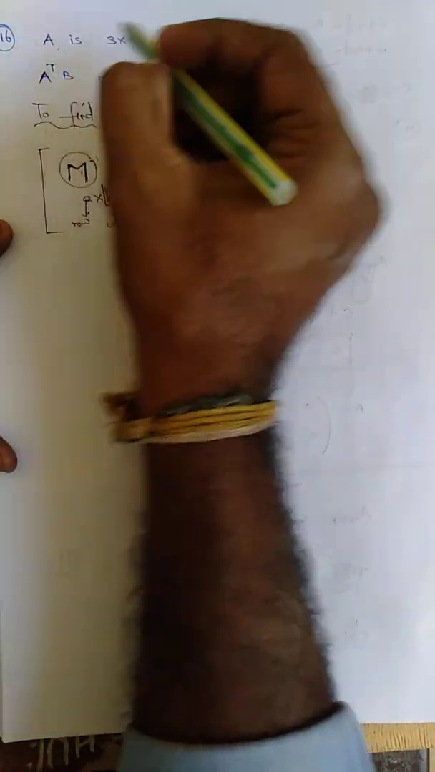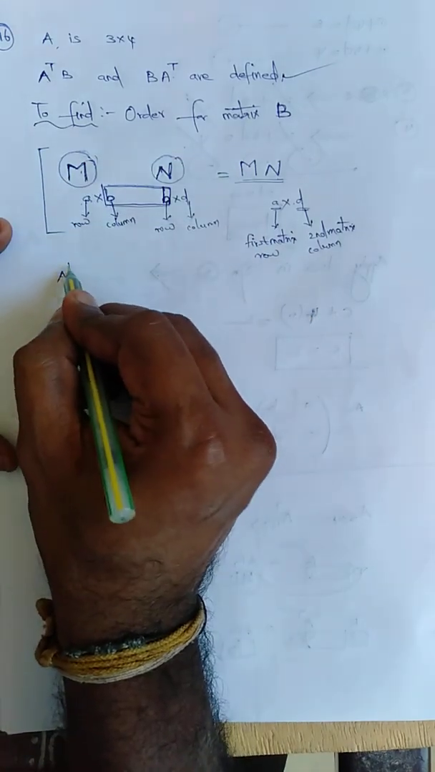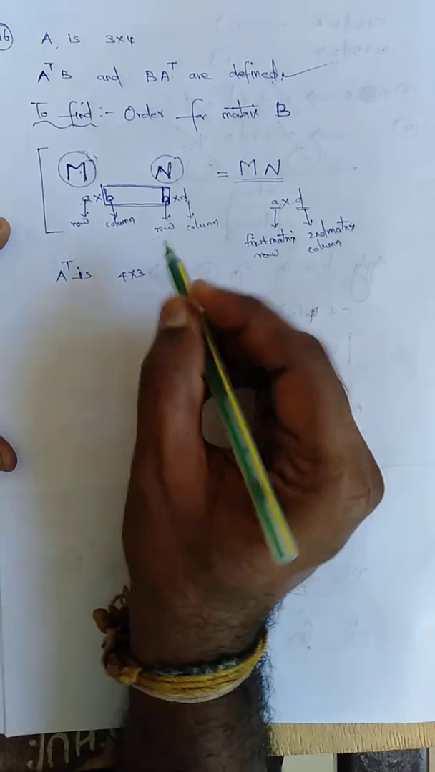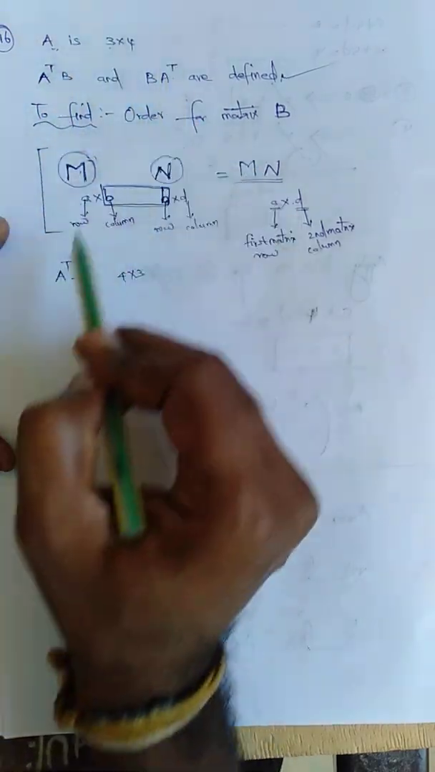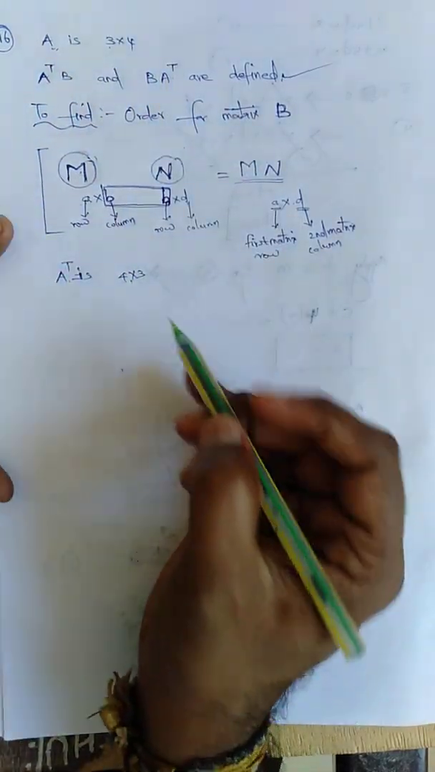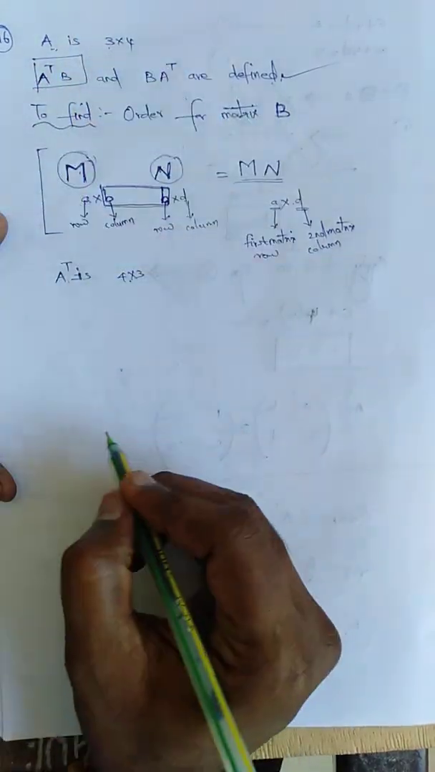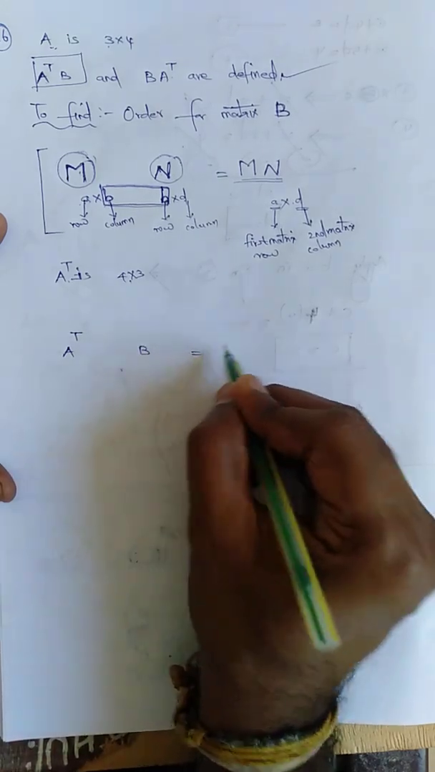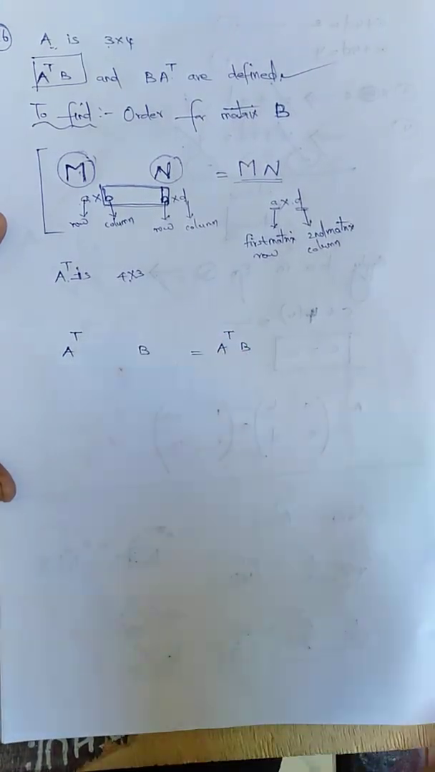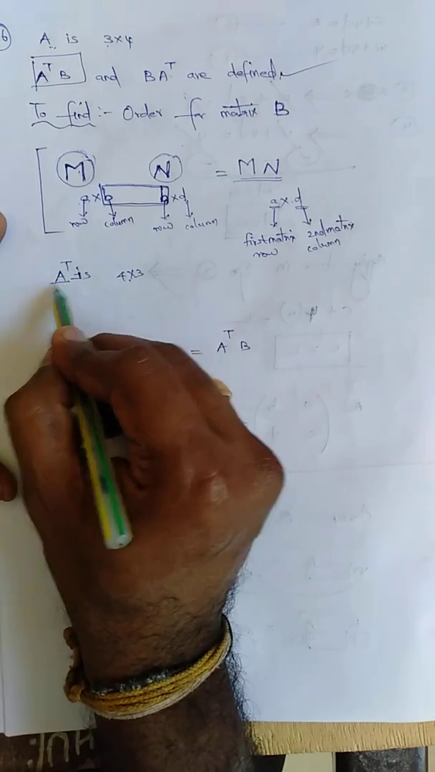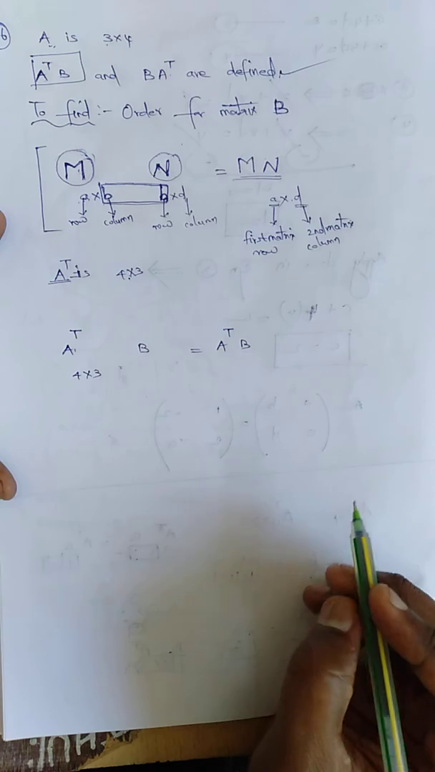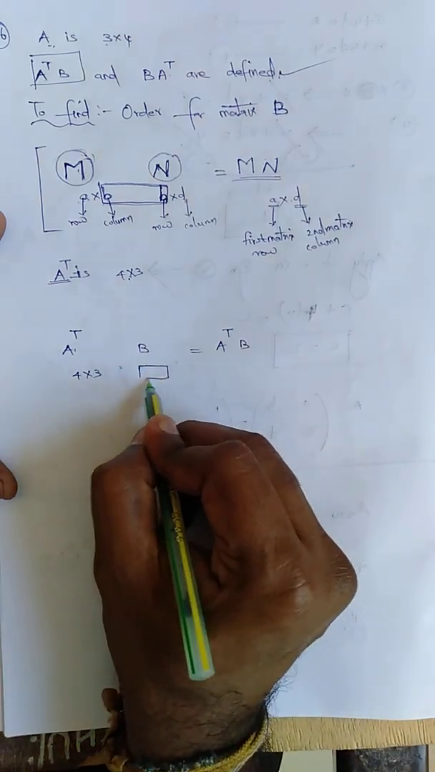The same procedure I am going to use here. If A is 3 cross 4, what will be A transpose? The A transpose order is nothing but 4 cross 3. So first I will take A transpose into B, giving A transpose B. What is the order for A transpose? 4 cross 3. The same I want to get here also.